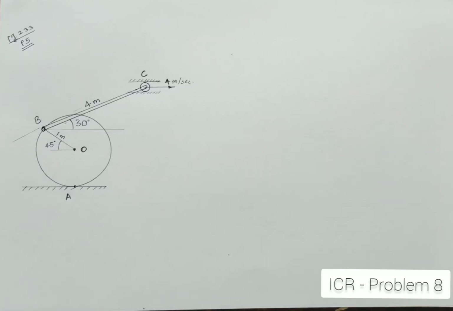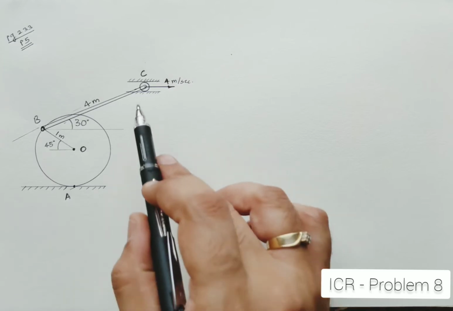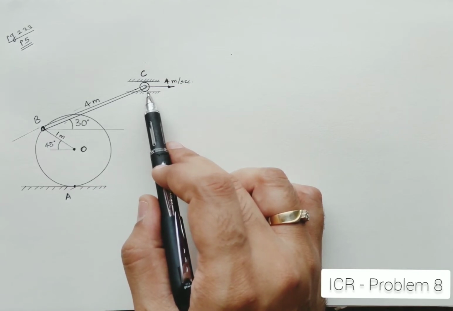Hello, welcome again. In this particular problem, we are going to find out the velocity of the point B as asked in the question. So this again, just let me go through the page number. It is from page number 233, problem number 5, which says that a bar BC slides at C in a collar as shown over here in the figure.